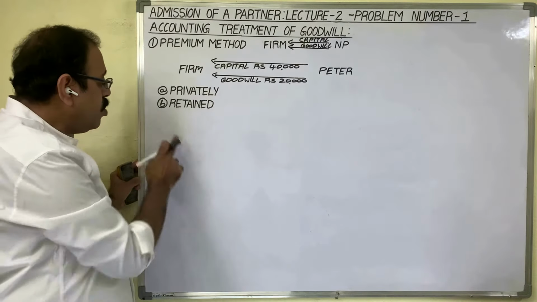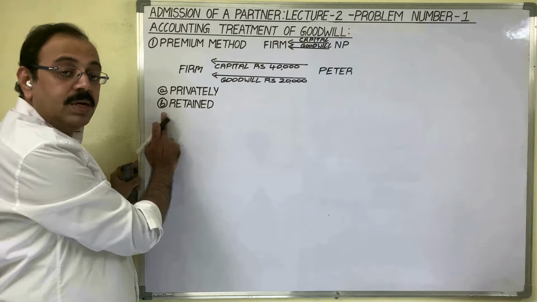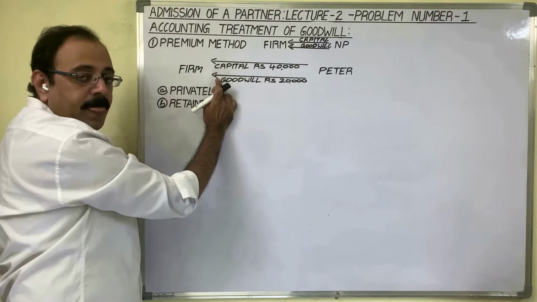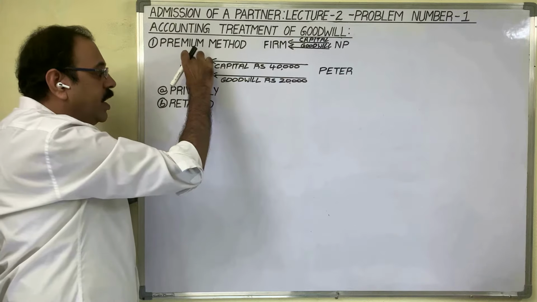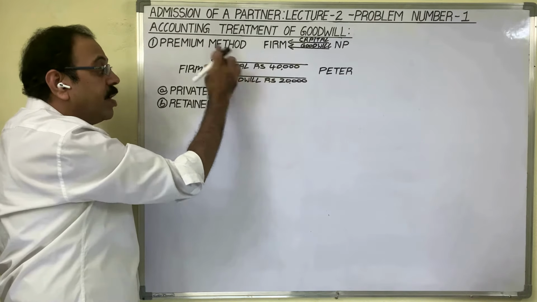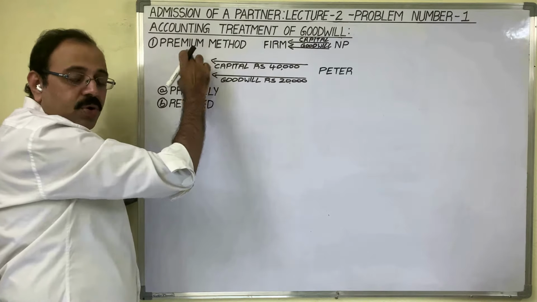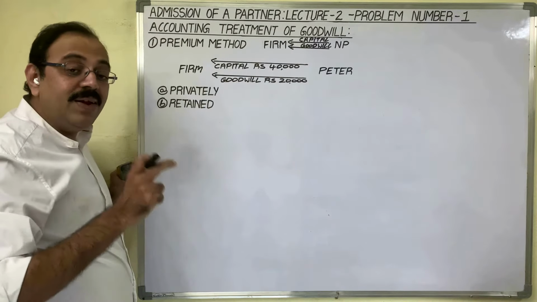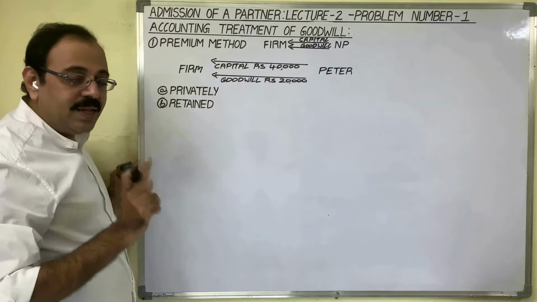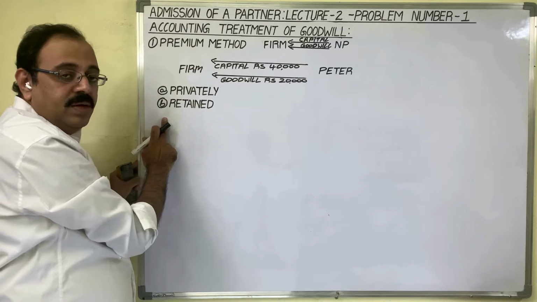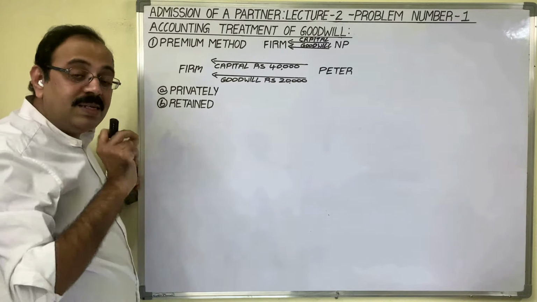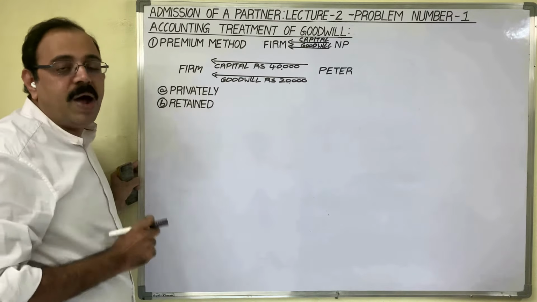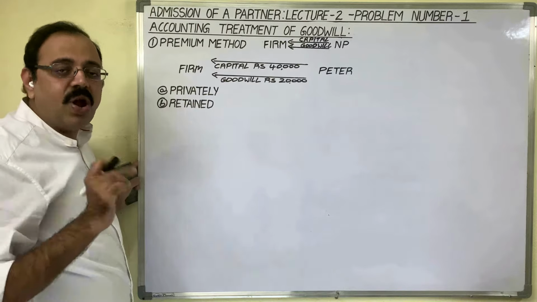Now, premium C, the third method: the new partner brings goodwill in the firm and old partners withdraw that goodwill from the firm. If the sentence 'goodwill should be withdrawn by the old partners' is given in the question, then that is premium C. In the present problem, that sentence is not given.